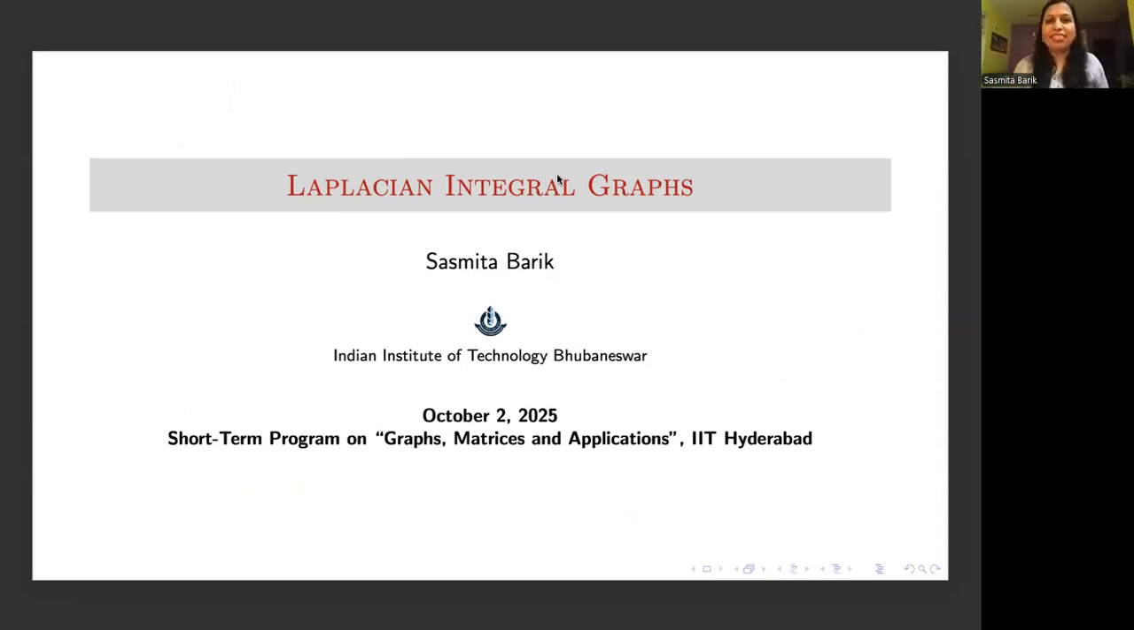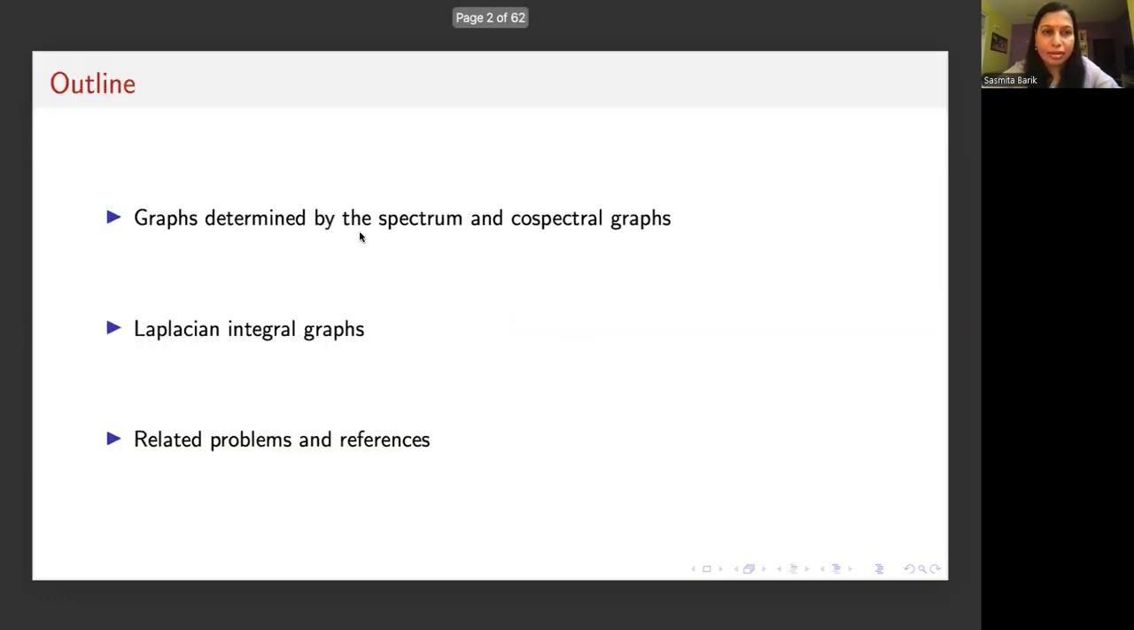Okay. So today's talk would be on integral graphs, Laplacian integral mainly. And before that, I'll tell about co-spectral graphs and graphs determined by spectrum. So that I'll just introduce, and then I'll move to Laplacian integral graphs. As I told, the outline would be: first, graphs determined by spectrum and co-spectral graphs, and then Laplacian integral graphs and some problems which are still open.